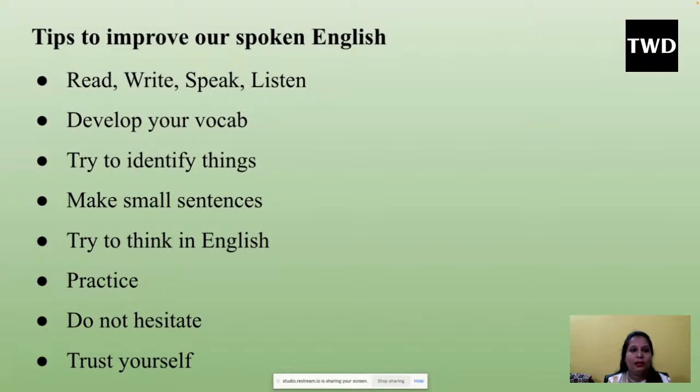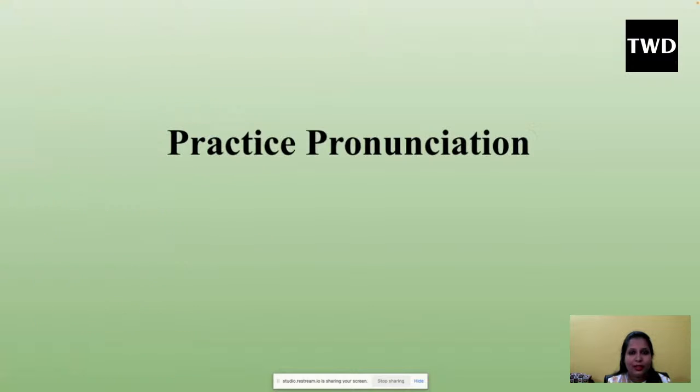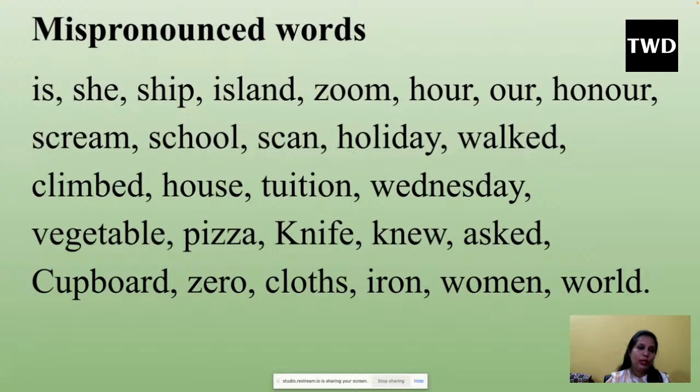Moving towards today's agenda, that is pronunciation, of course, practice pronunciation. Before this, we are going to understand some words which we mispronounce, some daily words. First word you can see is "edge". Most of us don't know how to pronounce it. How do people pronounce it? Ij.